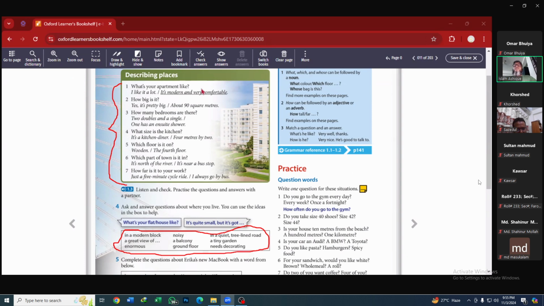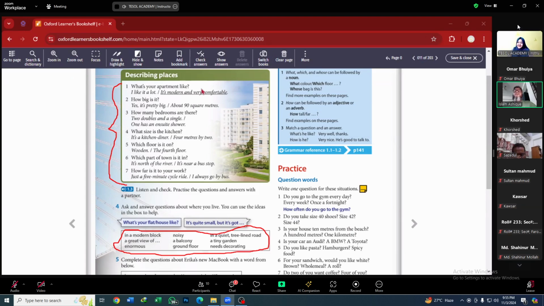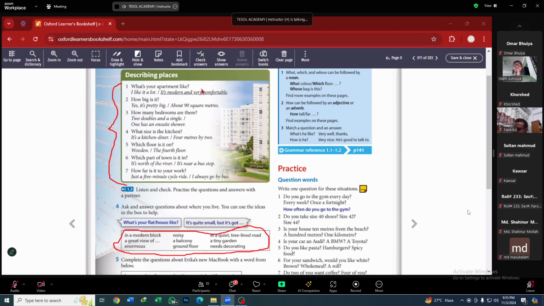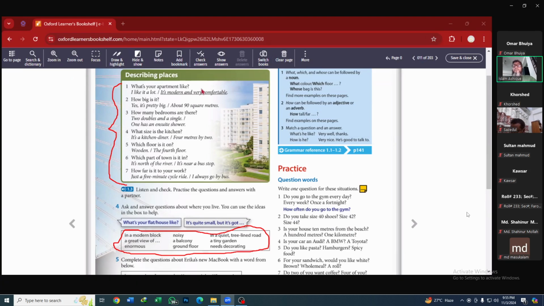You can use your own words as well, sir. No problem. It's okay. No, I want to use it's modern, very comfortable. Okay, same thing that is given. But try the other answers by yourself. So number 2, how big is it? It's 1400 square feet. Very good. How many bedrooms are there? There are one double and 3 singles. Great. What size is the kitchen?